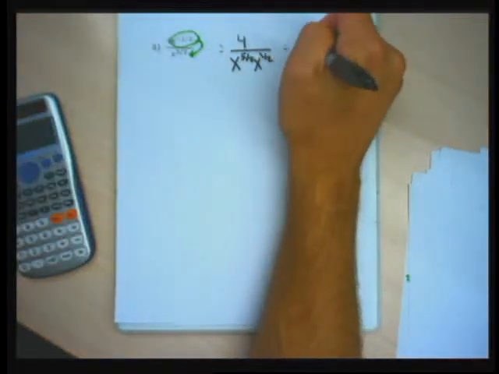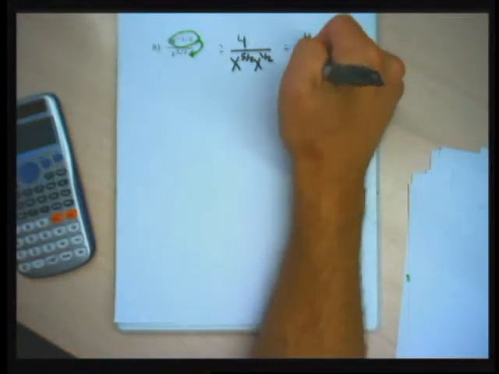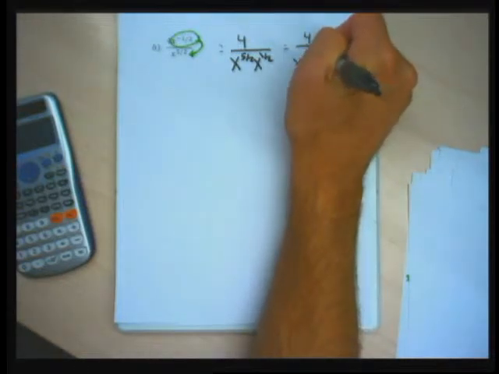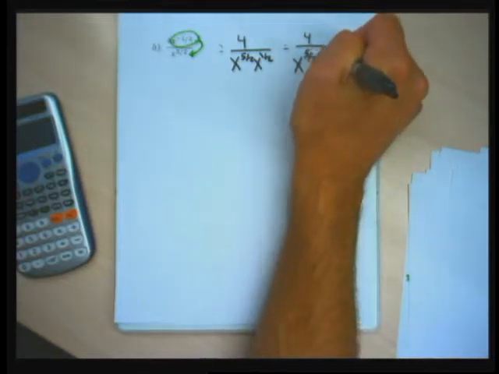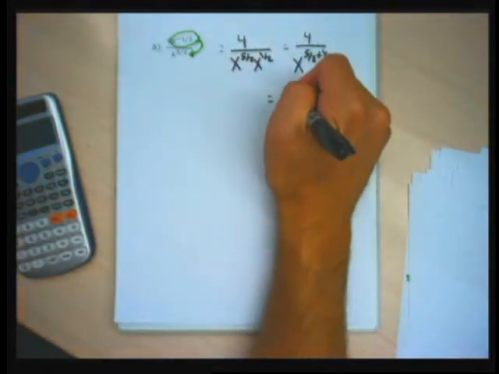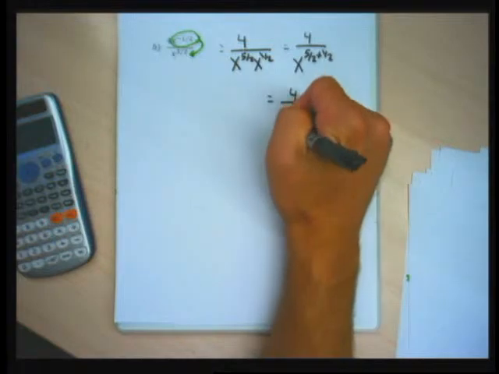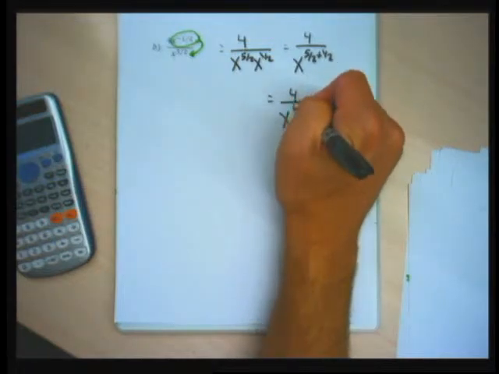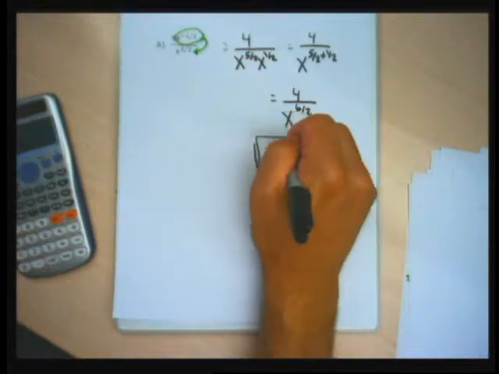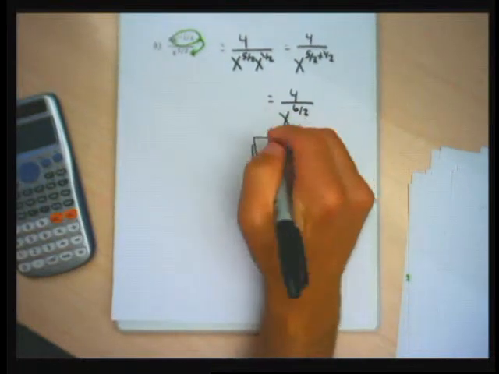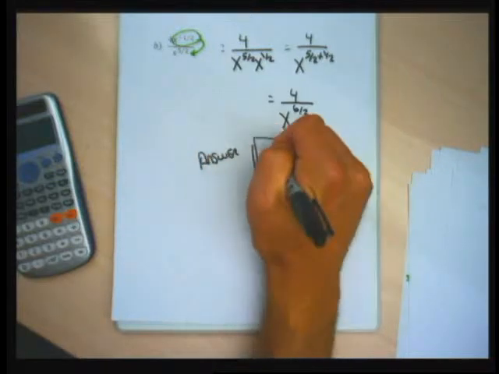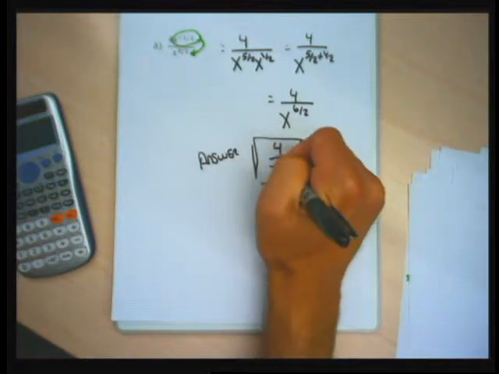Now the x's in the denominator are on the same level, so they're being multiplied. So to make the 2 x's down to 1 x, I add the exponents on the x's. 5/2 plus 1/2, you add the 5 and the 1 and get 6/2. So I get 4 over x to the 6/2, and that's going to give me an answer of 4 over x cubed.